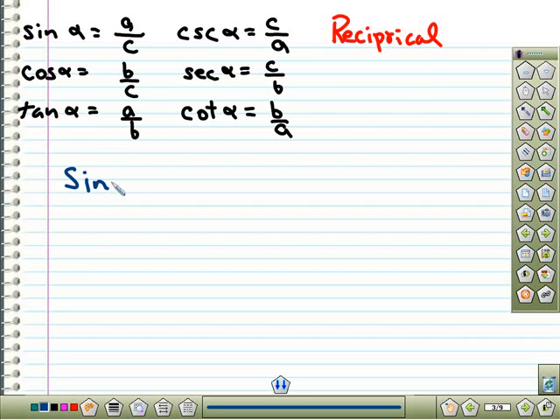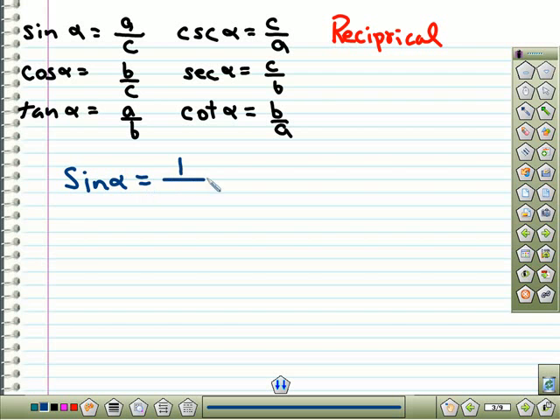And later on, we're going to get into this thing where we're going to learn a lot of what's called identities. We're going to learn how to write trig functions in terms of other trig functions, and we're going to learn quite a few of them. And this is one of the first ones, the reciprocal identities.